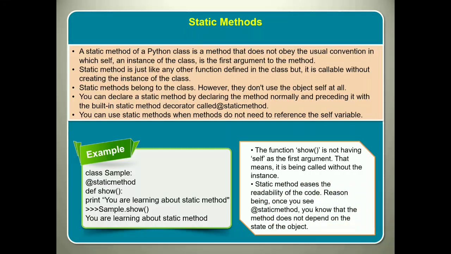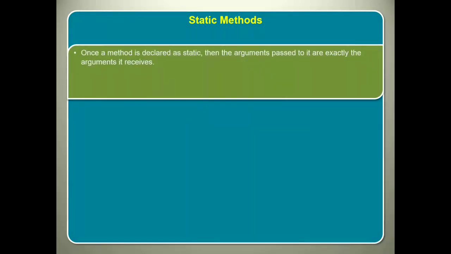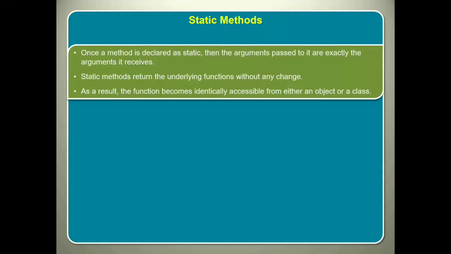Static methods ease the readability of the code. The reason being, once you see @staticmethod, you know that the method does not depend on the state of the object. Once you declare a method as static, then the arguments you pass to it are exactly the arguments it receives. Static methods return the underlying functions without any change. As a result, the function becomes identically accessible from either an object or a class. Here is an example.